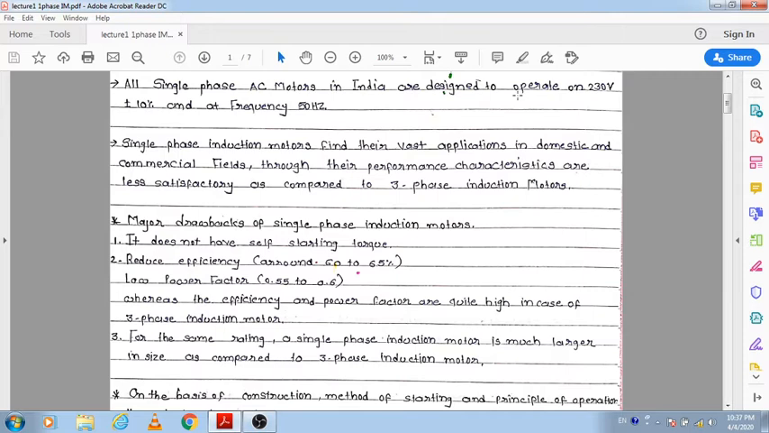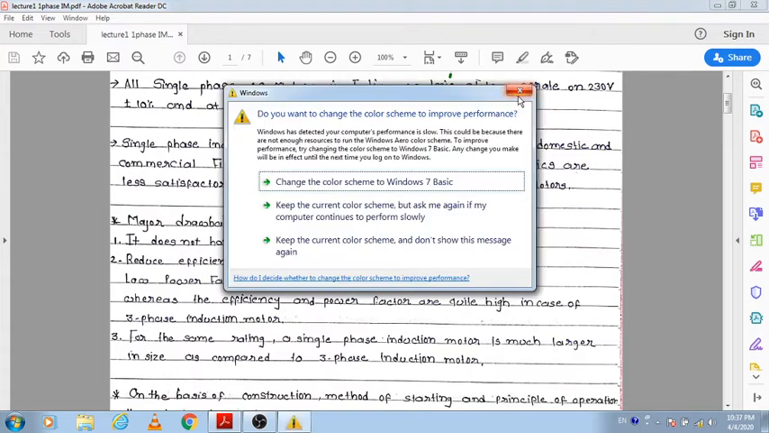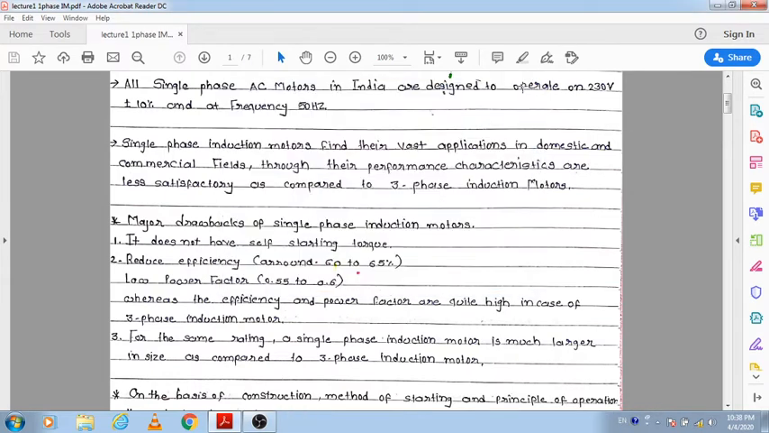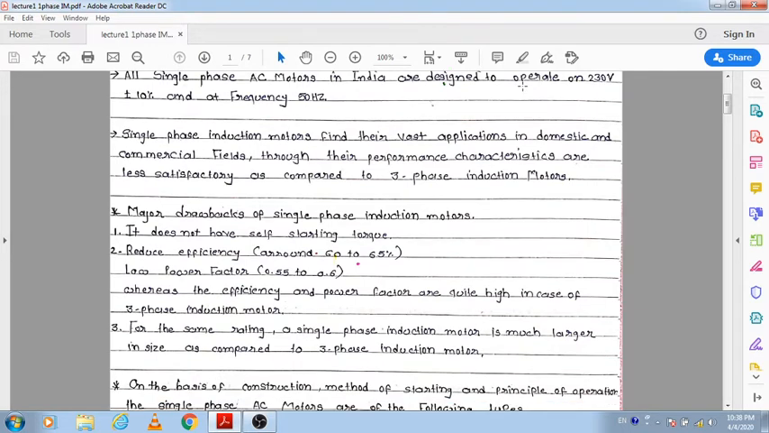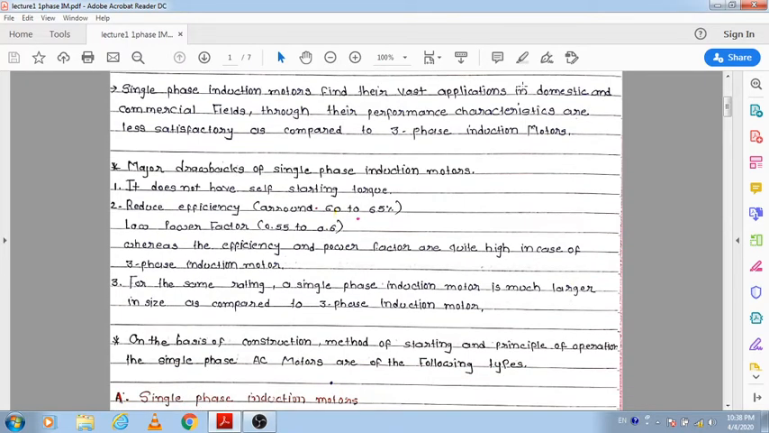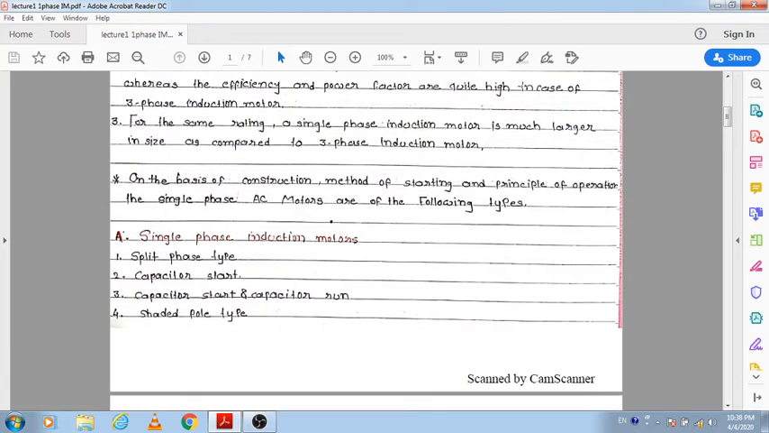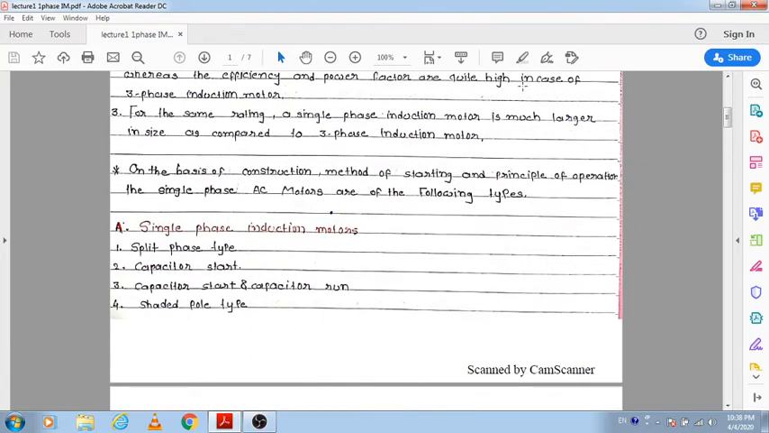You never achieve more than 65% efficiency with a single phase induction motor. The power factor is always between 0.55 and 0.6, whereas the efficiency and the power factor are quite high in the case of the three phase induction motor. For the same rating, a single phase induction motor is much larger in size as compared to the three phase induction motor. On the basis of construction method, we have a different classification: A, B and C.